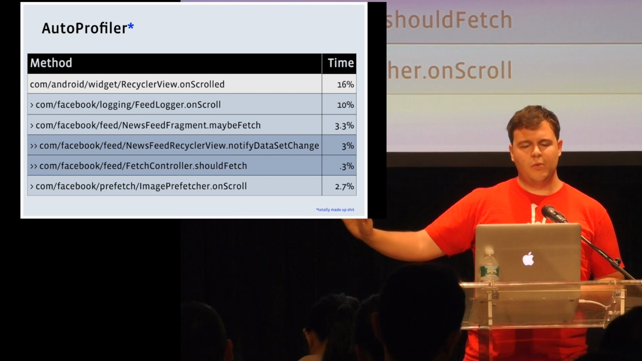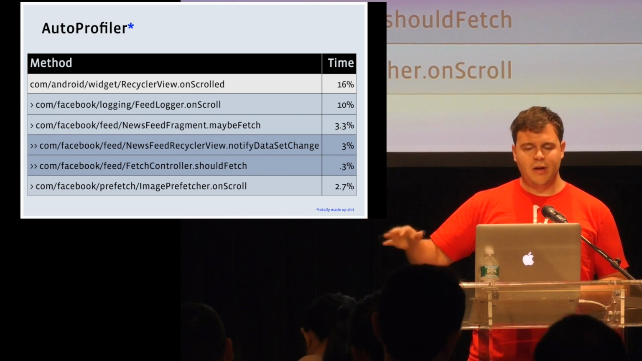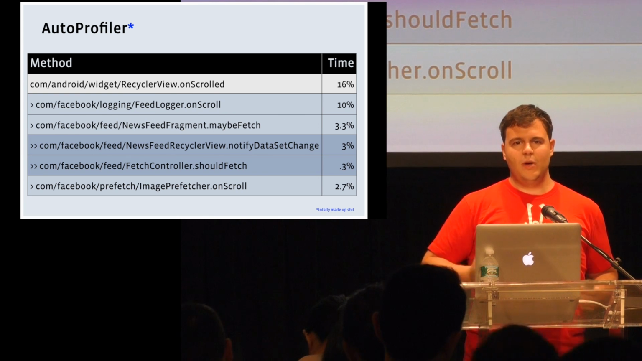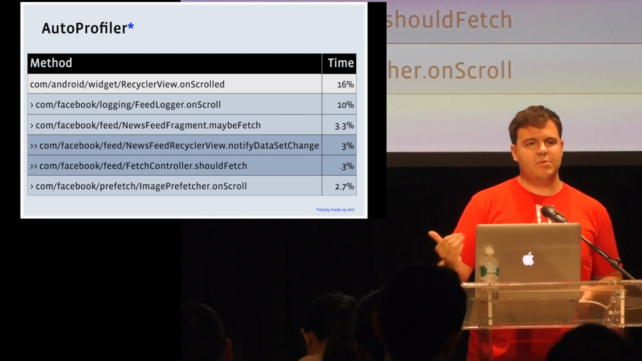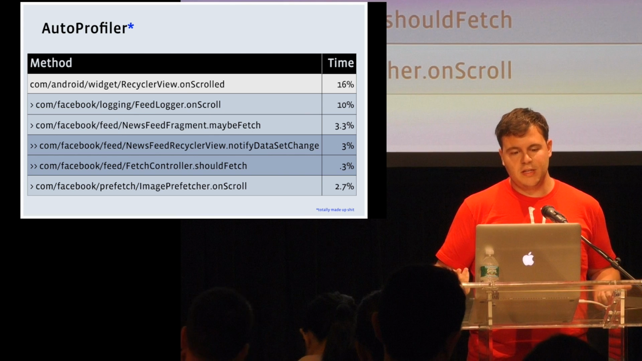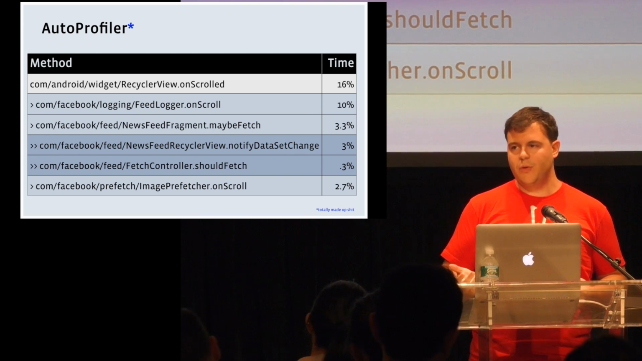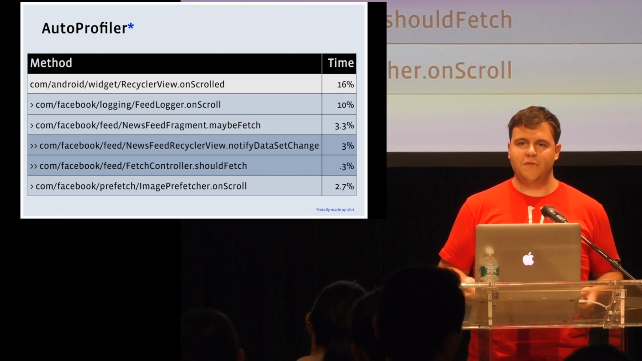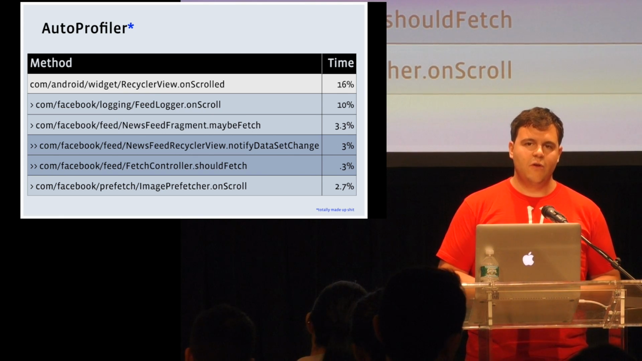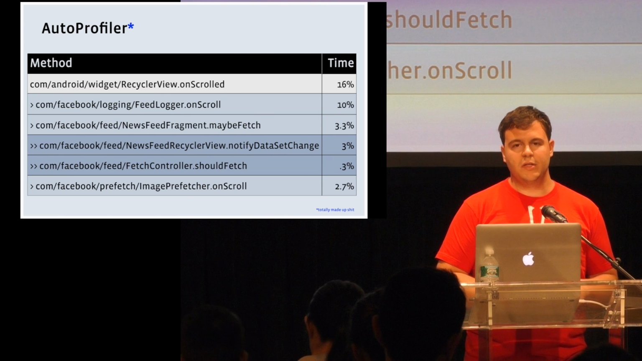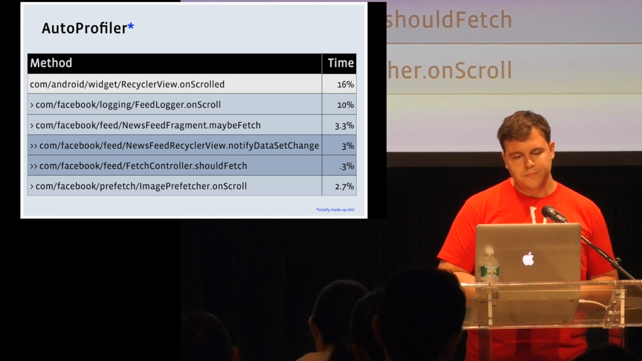Well, maybe there's someone else working on the feed logger, so you're not worried about it. You want to dig into what's happening in this fetcher. Why is fetch taking so long? And it comes back and says, oh, well, notify dataset change is the problem. We're not spending too much time just wondering whether or not we should be fetching right now. That's a pretty fast operation. So let's focus our time on actually improving the performance of notify dataset changed.